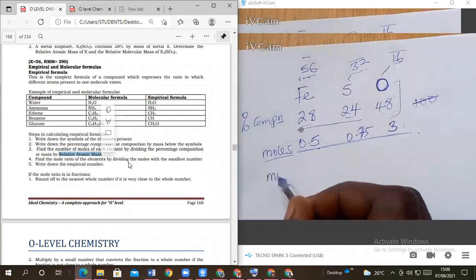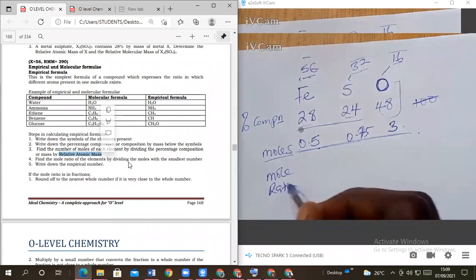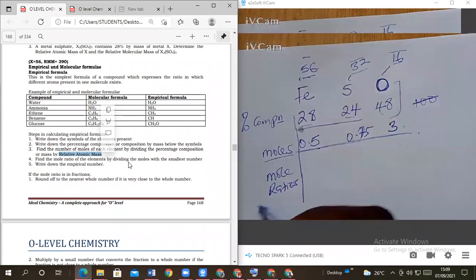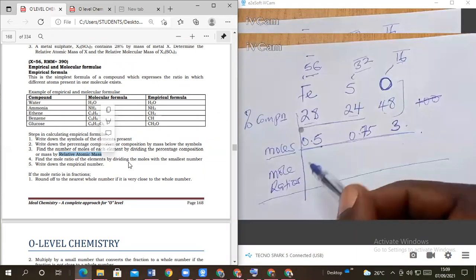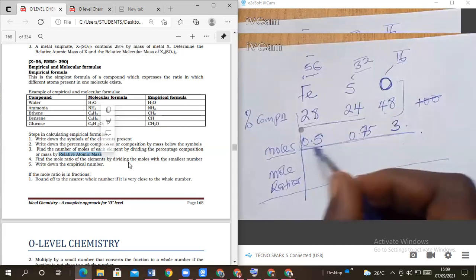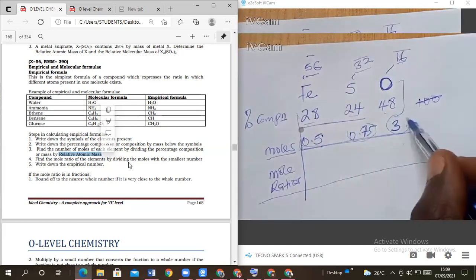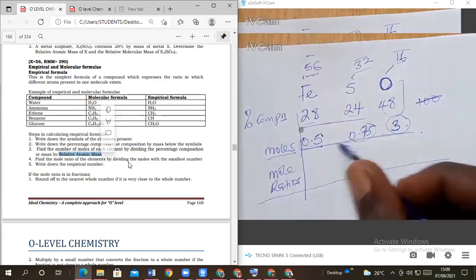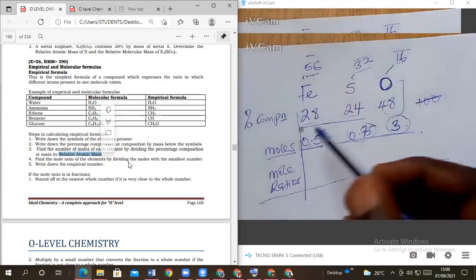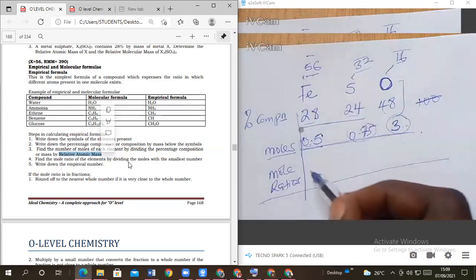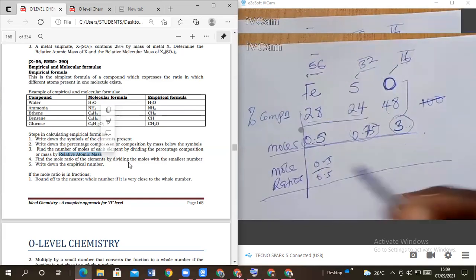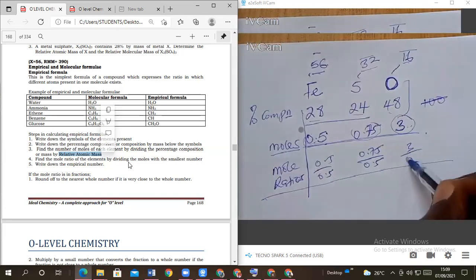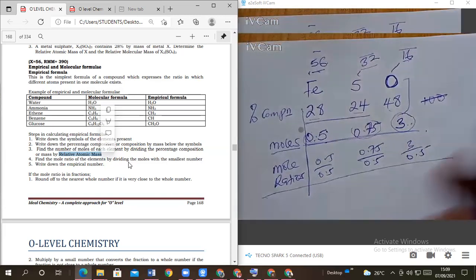Now we want to find the mole ratios, isn't it? Mole ratios are got by getting these moles, and you get the lowest, divide by the lowest number or the lowest mole present. Now, which one is the lowest? It is 0.5, isn't it? So 0.5 divided by 0.5, 0.75 divided by 0.5, then 3 divided by 0.5. What do you get? This is 1.